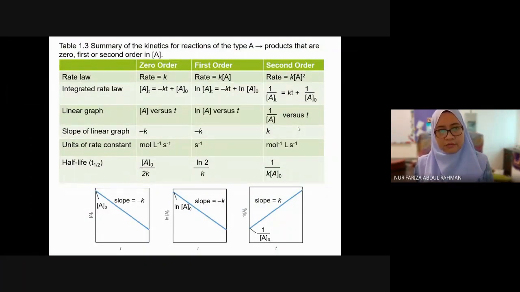And this is a summary of the kinetics for reactions of type A producing product that are zero, first, or second order in concentration of A. Okay, alright. This is the summary lah, senang cerita. Ini conclusion yang kita dapat from what we have learned so far related to determining the order of the reaction.